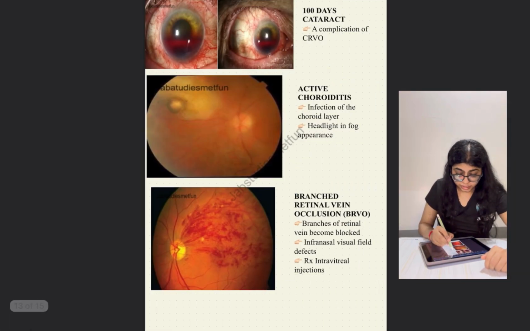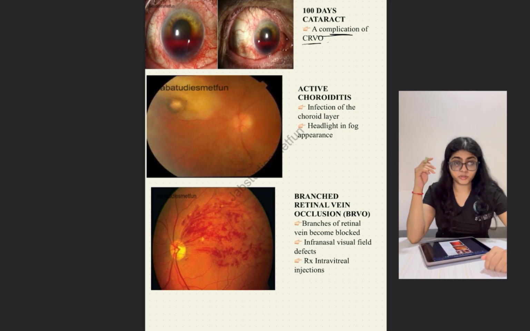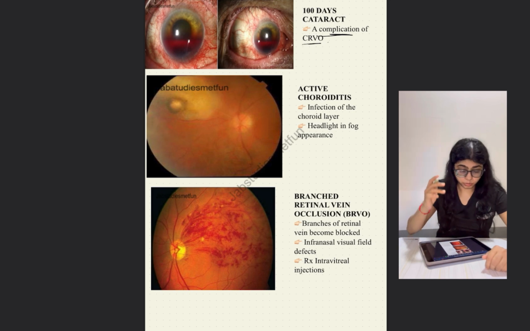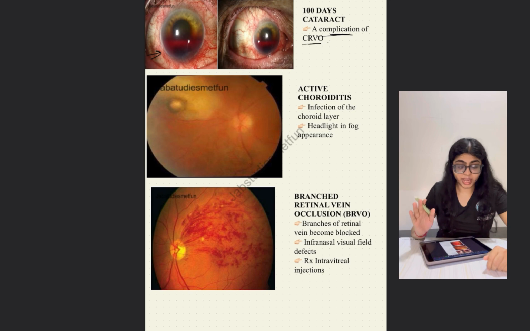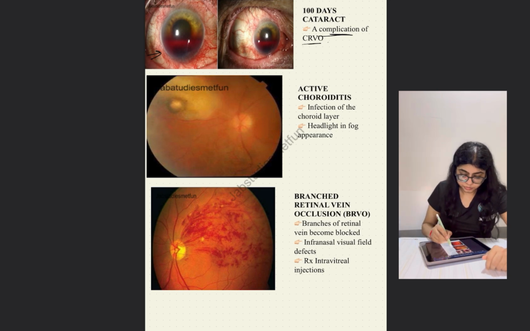100 days cataract. It is a complication of CRVO. Remember, we saw CRVO, central retinal vein occlusion, which has a splash tomato or a thunderstorm appearance. This is a complication of that, 100 days cataract. It looks like there is huge hemorrhage, and this basically happens approximately 100 days after the central retinal vein occlusion has occurred.